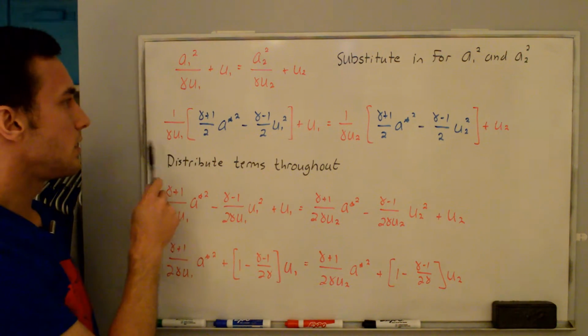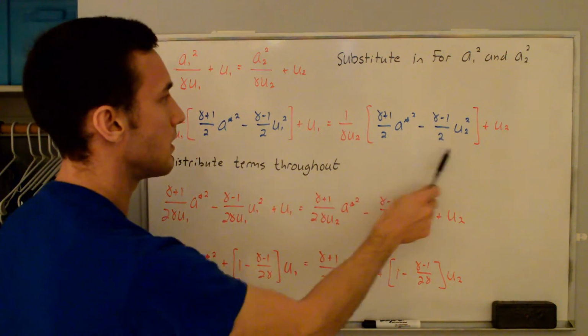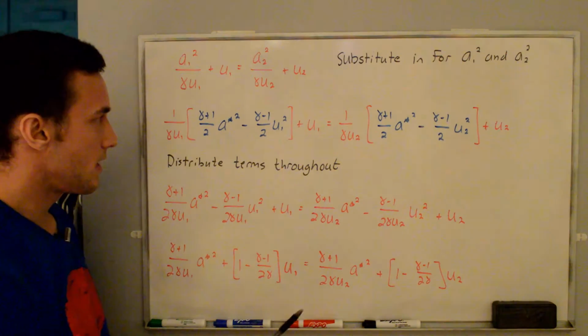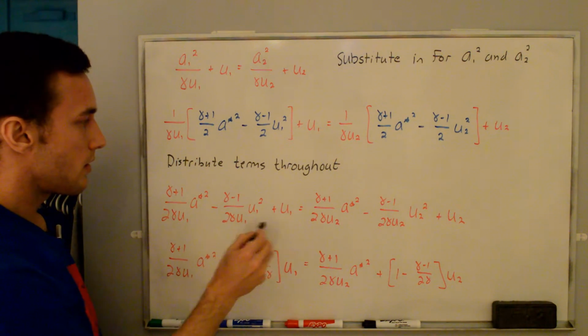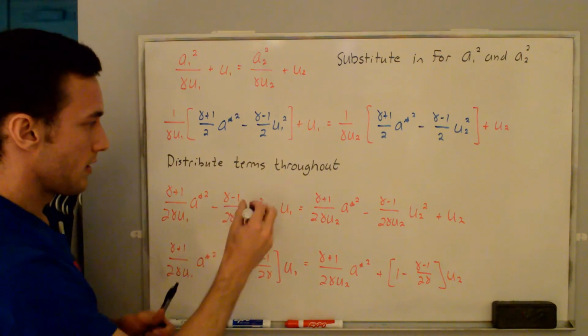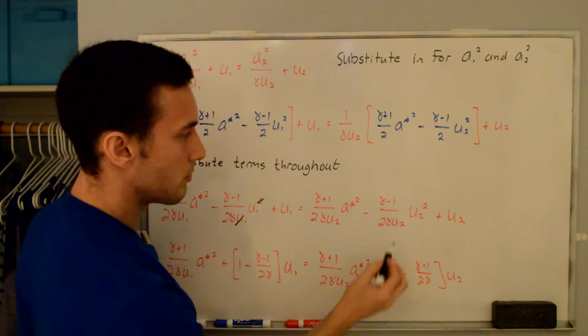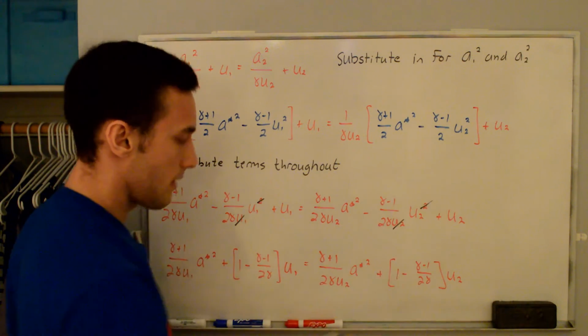And so we're just going to distribute these terms throughout. So I'm just going to distribute this to here and this to here, and then this to here and this to here. And we end up with this expression down here. And you can see that we have a U1 squared here and a U1, but in this term, we can end up having this canceling with this here, and then similarly over here we have a U2 squared in the numerator and a U2 in the denominator, so we have that canceling like that.